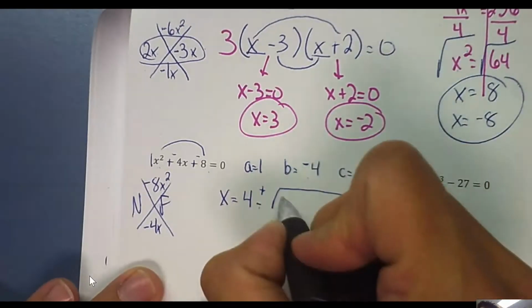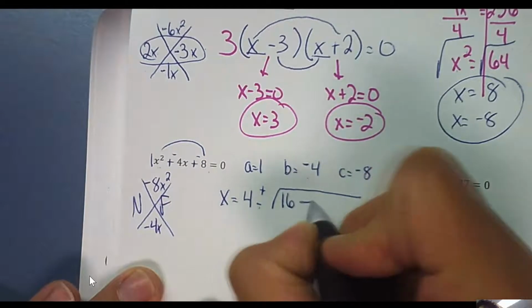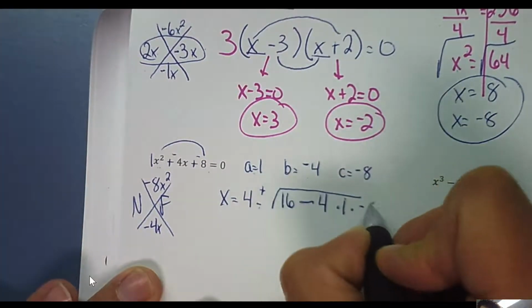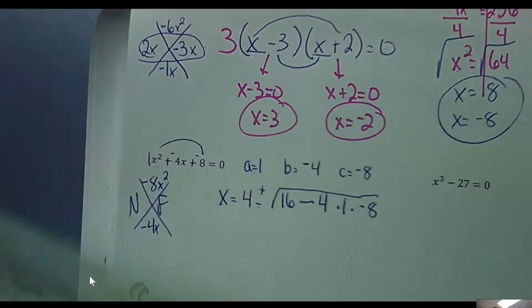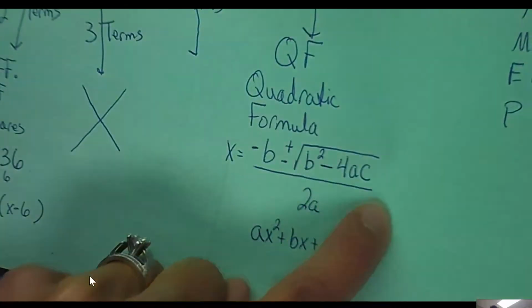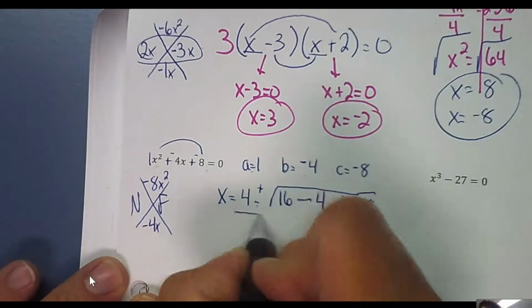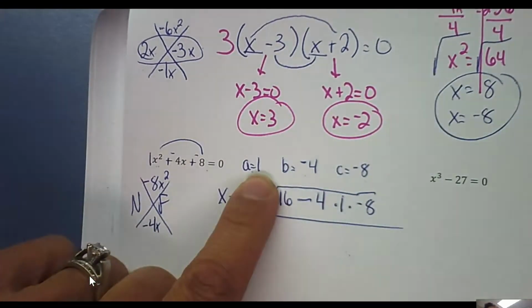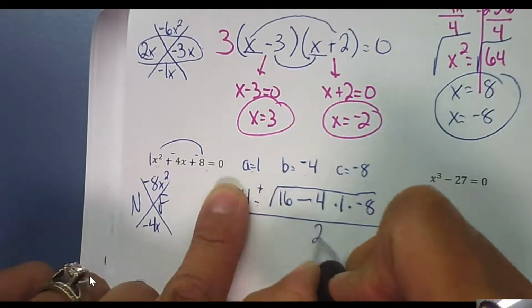So negative 4 squared is 16 minus 4 times a times c. And again, I'm just using this formula, b squared minus 4ac. And then all of this, not just the radical, but all of this will be over 2 times a. And this is another one I just do in my head. 2 times 1 is 2.